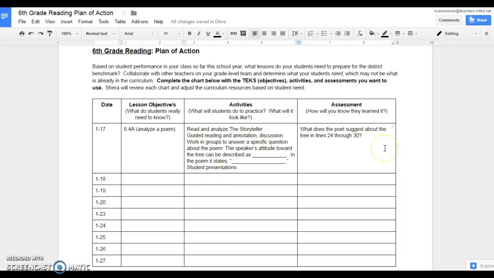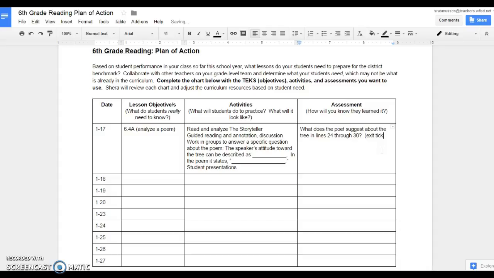Because I want to know, through all this language, describing the tree almost like a person, there's lots of personification in this poem. How does the author describe the tree? Like, what is really that deeper feeling the poet has about the tree? So I want them to think about that. And that's going to be my formative assessment, or my exit ticket.